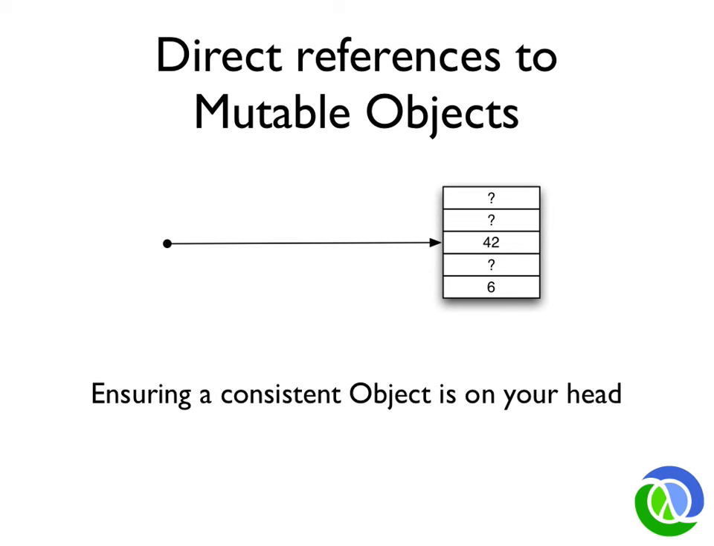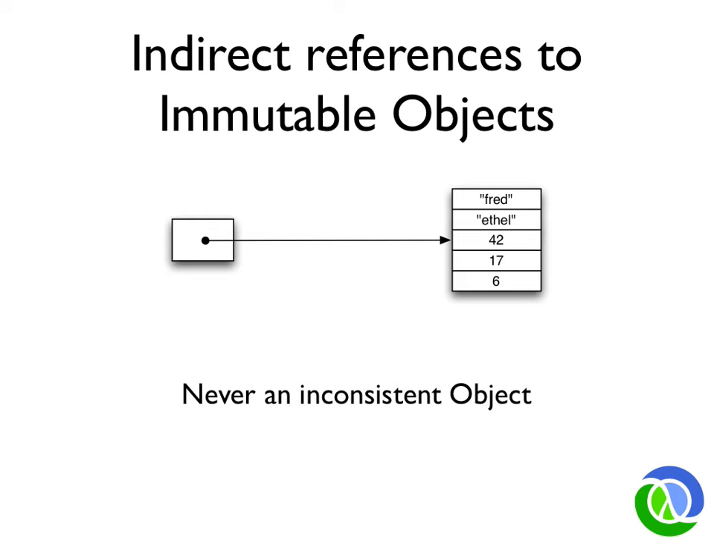This is the Clojure way, indirect references to immutable objects. So we have this box. It has the reference to a thing. The thing it refers to, that's a Clojure immutable persistent data structure. It ain't never gonna change.